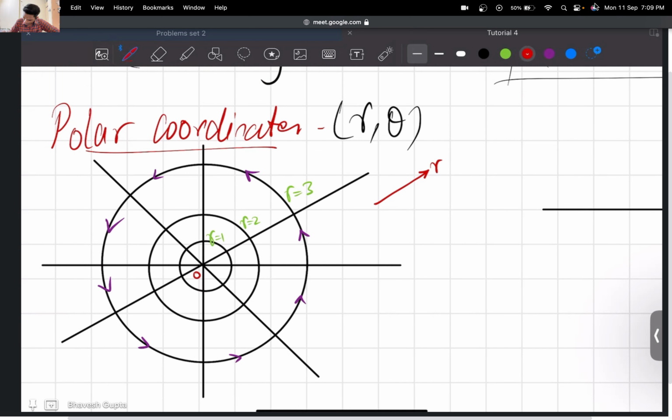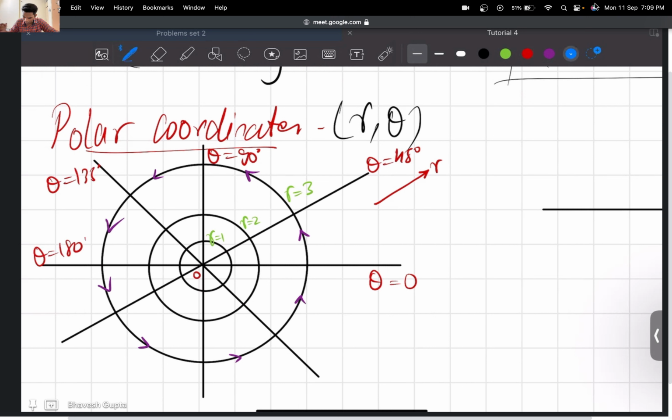This point is theta equal to 0, let's say. From here we start measuring our angle. Let's say this theta would be maybe 45 degrees, this theta would be 90 degrees, this theta is 135 degrees, and this theta is 180 degrees. So likewise, you have these angles. It basically tells you where the point is on the circle.